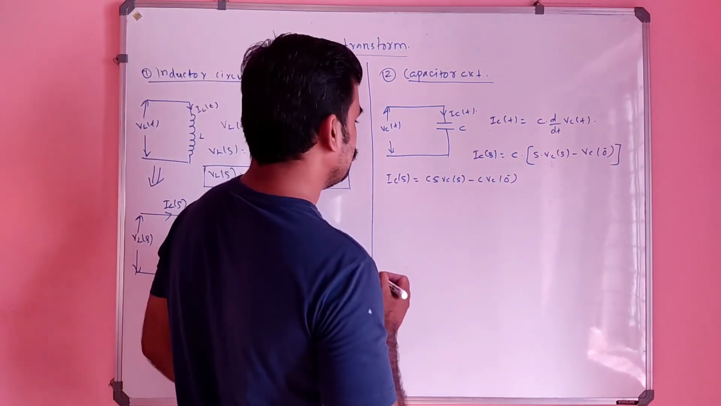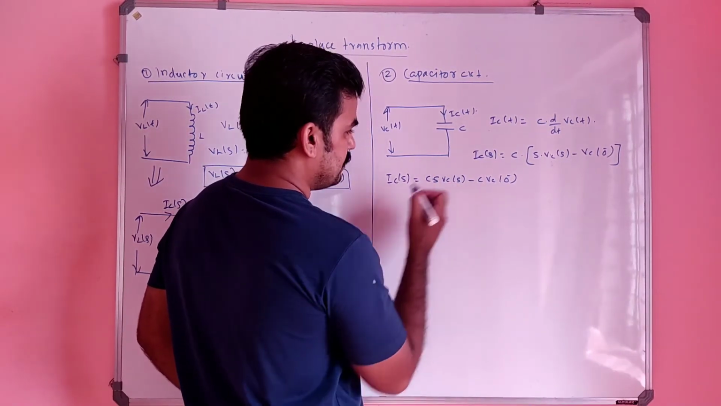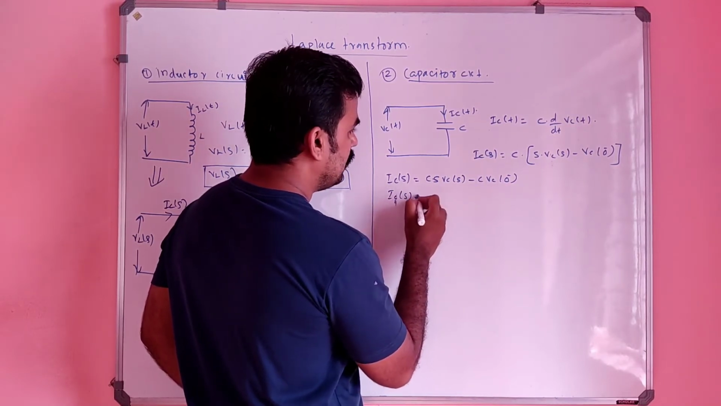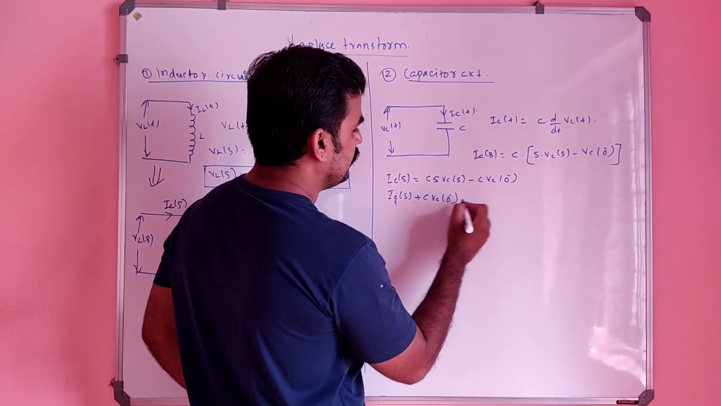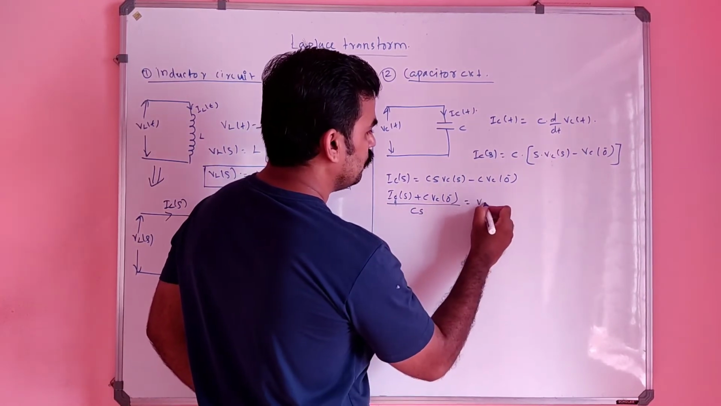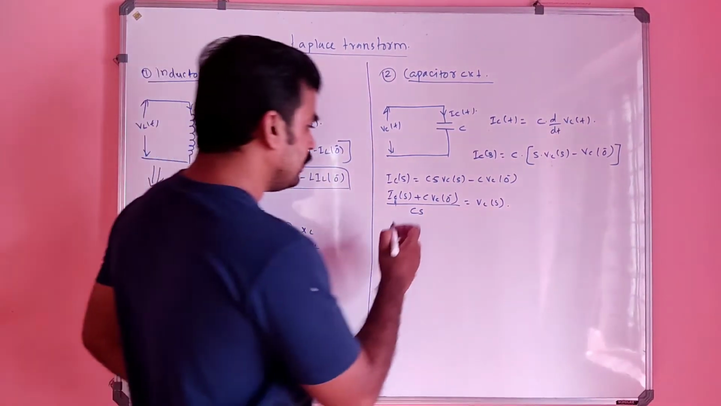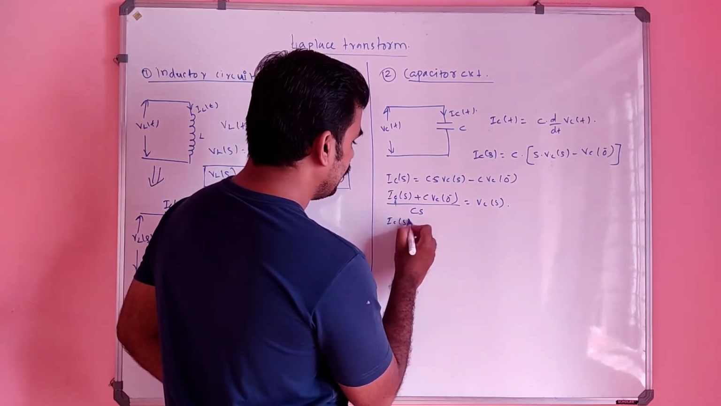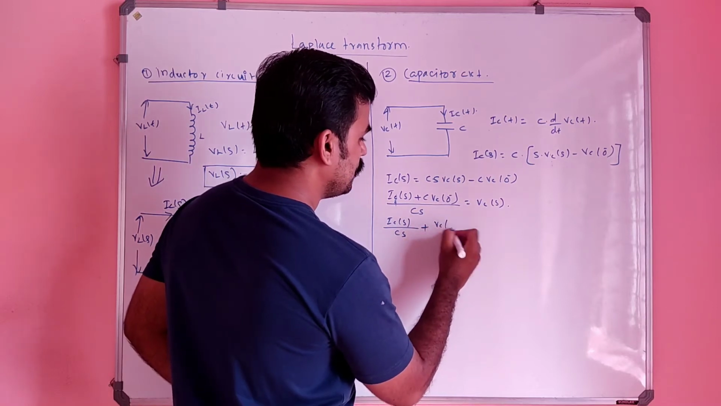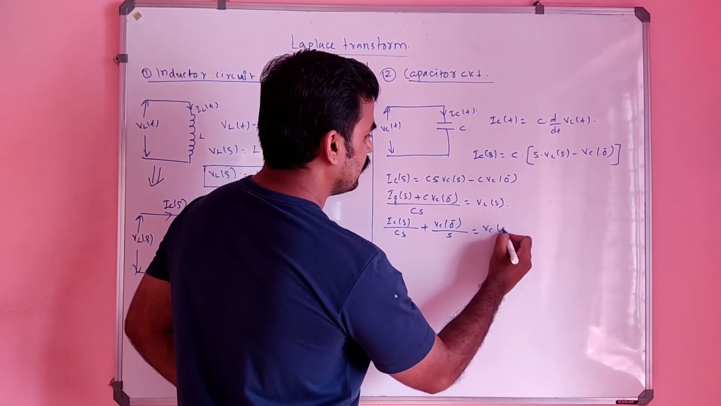So from this, what is Vc of s here? IC of s plus C into Vc of 0 minus, divided by Cs, will be equal to Vc of s, correct? So that will be nothing but IC of s by Cs plus Vc of 0 minus by s, equal to Vc of s.